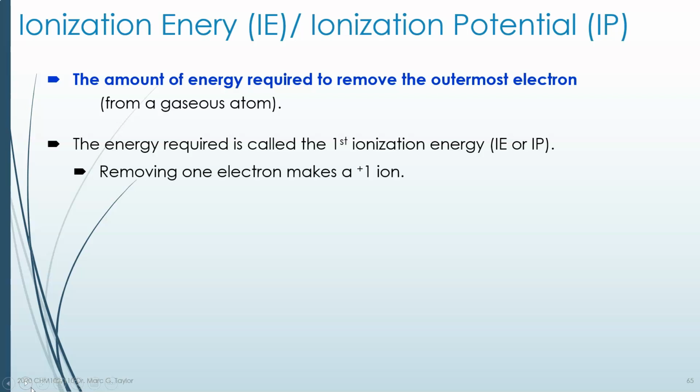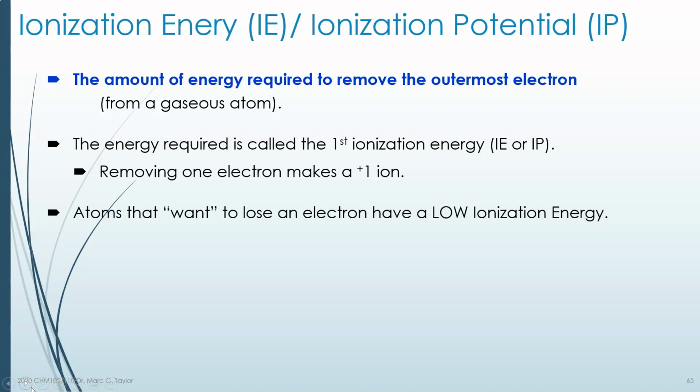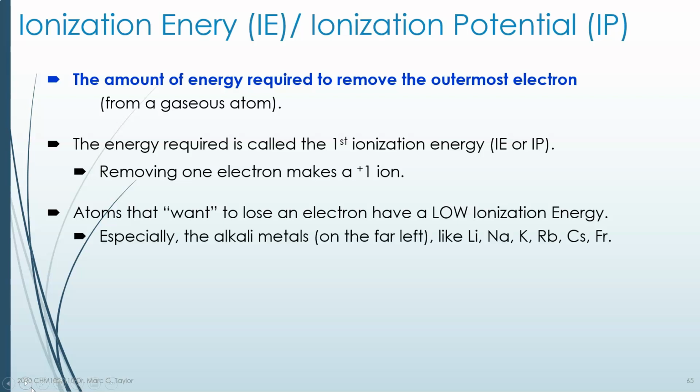And so when you remove one electron, you're going to end up with a positively charged ion, a +1 charged ion. Atoms that are okay with doing this tend to have a low ionization energy, because if it's easy to remove the electron, that's a low amount of energy to kick it out. And if it's very difficult to remove an electron, well, that's going to be very hard to kick out.